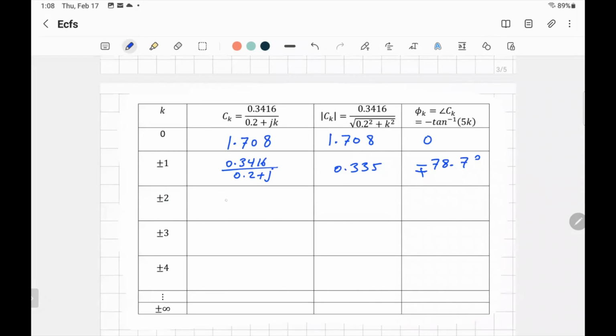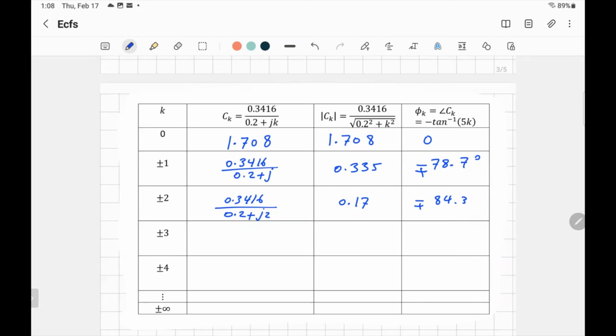Plus 2, you will have 0.3416 divided by 0.2 plus J2. And you find the magnitude, also done on the calculator. I find 0.17. That's the magnitude. And the angle gives me negative 84.3. When you want to find it for negative 2, just change only the sign of the angle. Keep the CK magnitude the same. Nothing has changed. Why? Because the magnitude of CK is always positive.